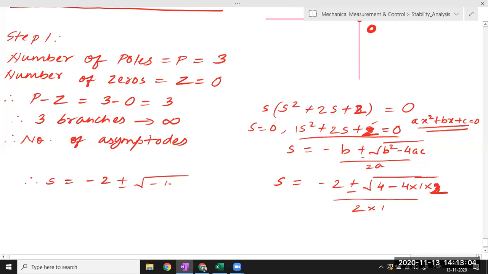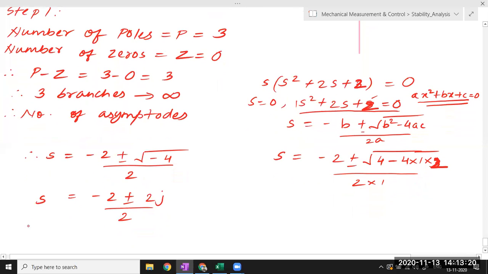Minus 4 upon 2, 2, right? So minus 2 plus or minus root of minus 1 is j. So this will become 2j upon 2. Is everyone okay with the error that I made? Yes, sir. So can we simplify and find the roots? What will be the value of roots? Minus 1 plus or minus j.